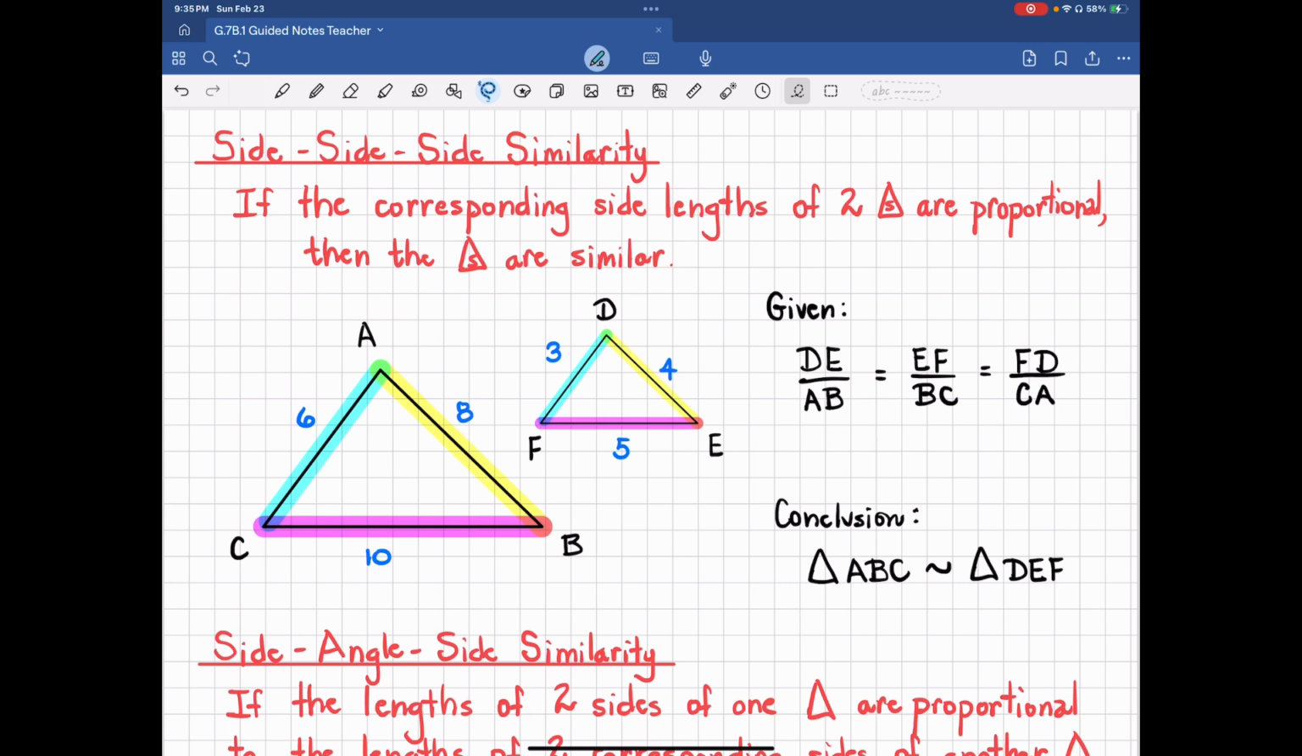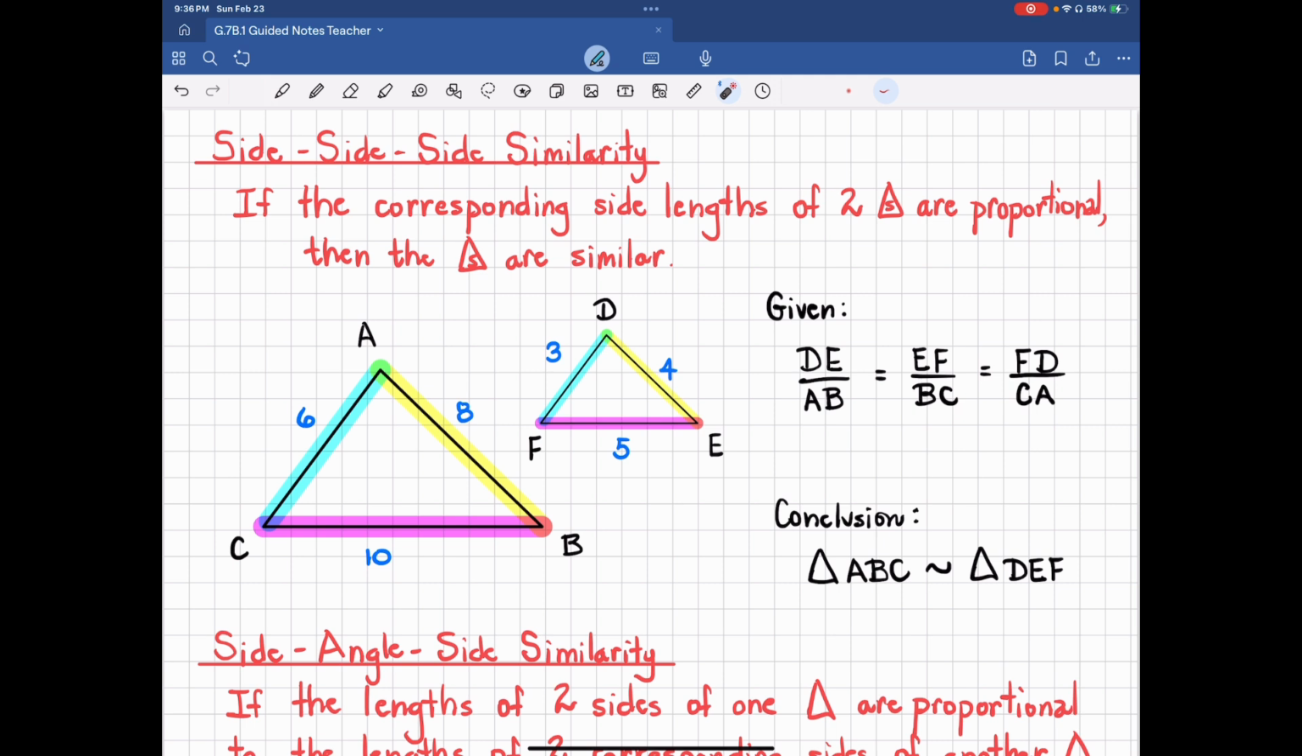Now let's talk about side-side-side similarity, or SSS similarity. If all three sides of one triangle are proportional to the corresponding sides of another triangle, then the two triangles have to be similar. So in our example, we have triangle ABC and DEF. You'll notice the side lengths: AC is 6, then we have 8 and 10. Here we have 3, 4, and 5. I marked the corresponding sides. You see the purple matches the purple, the blue matches the blue, and yellow matches yellow.